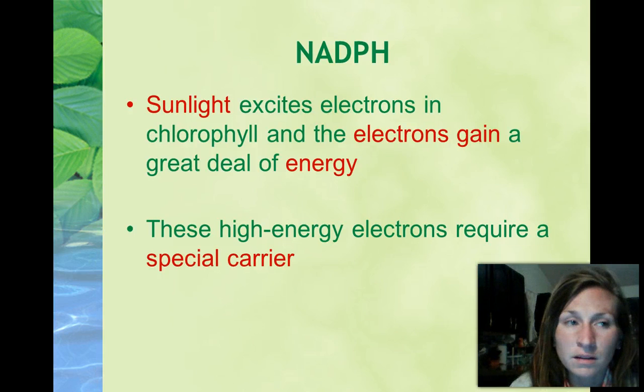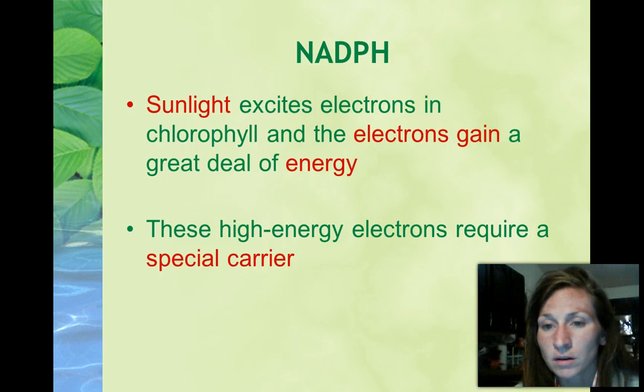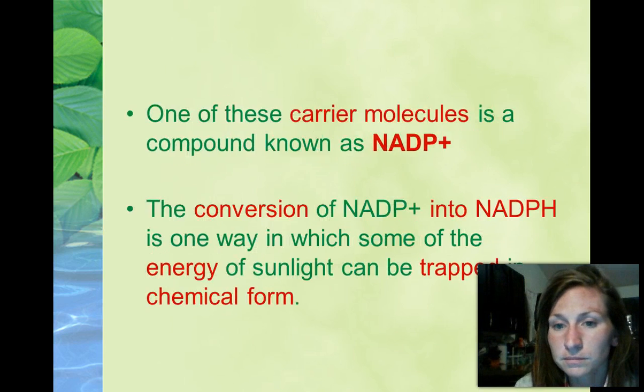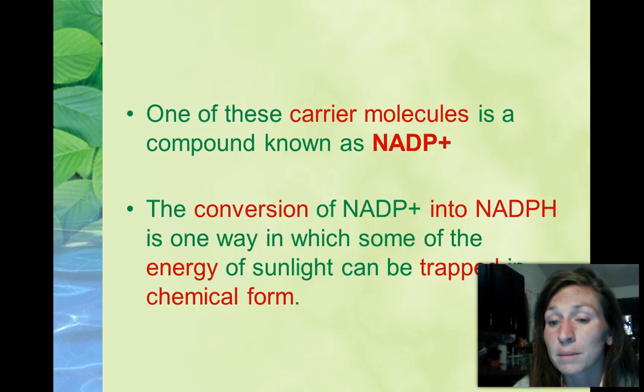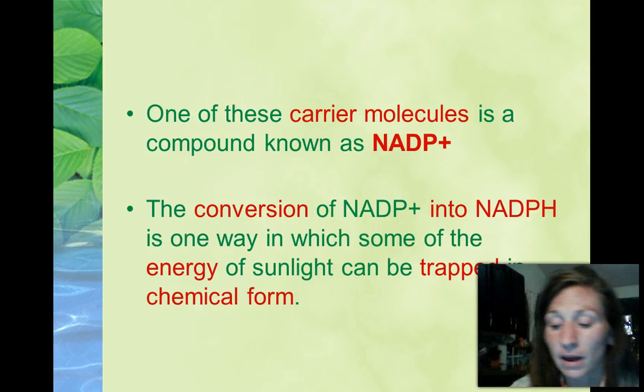So, sunlight is actually what is exciting the electrons within the chlorophyll, and when these electrons gain a great deal of energy, they get excited, they build all that up, and then they need to move along. But they need a special carrier in order to move along the electron transport chain. One of these carrier molecules is a compound known as NADP+. The conversion of NADP+ into NADPH is one way in which some of the energy of sunlight can be trapped in chemical form and then transferred to the light-independent reaction to power that.